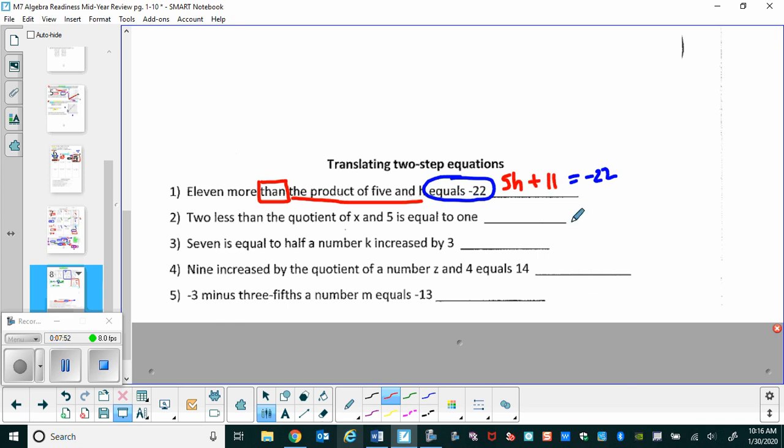Okay? Now, if you were to solve this one, you would get a decimal. You would subtract the 11, which would be -33. And then when we divide by 5, we would get a decimal. So fractions and decimals are fair game.